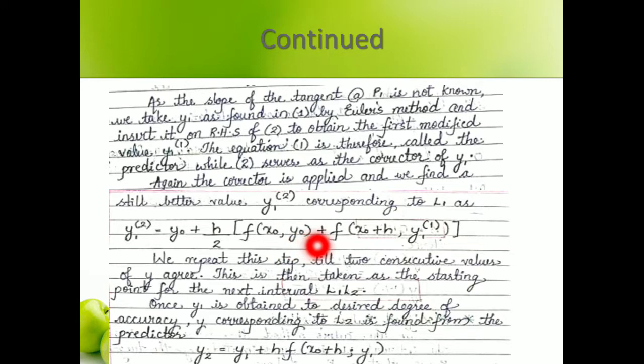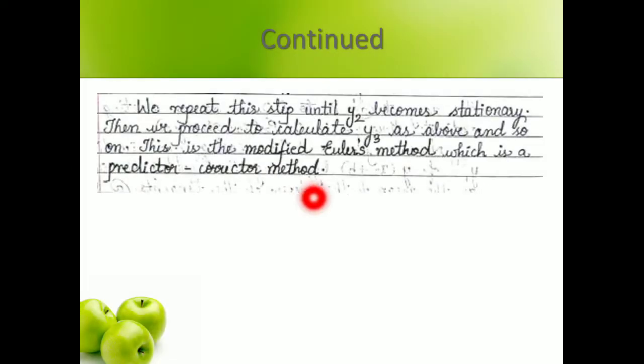We repeat this step until two consecutive values of y agree. This is taken as a starting point for the next interval L1, L2. Once y1 is obtained to a desired degree of accuracy, y corresponding to L2 is found from the predictor y2 equals y1 plus h of f of x0 plus h, y1. We repeat this step until y2 becomes stationary. Then we proceed to calculate y3 as above and so on. This is the modified Euler's method, which is a predictor corrector method.